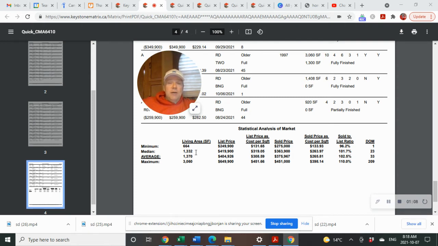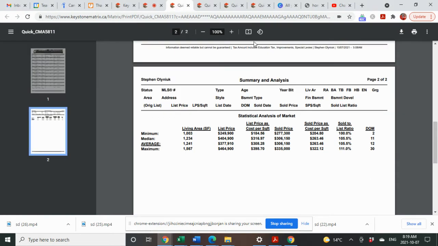Let's take a look at the data here. Of the 38 homes that were listed, average square footage 1,370, and average list price of $404,926, giving you a price per square foot of $308.59. Now, of the 9 homes that sold, the average sold price was $375,967. You'll go, oh, stuff is selling below asking, and that's not the case, because that's the 9 homes that sold, and this is the average of the 38 homes listed. This shows you a 102.5 sold to list ratio, so homes were selling an average of 2.5% over list price, and DOM is 33. That's days on the market. So that is for Niverville.